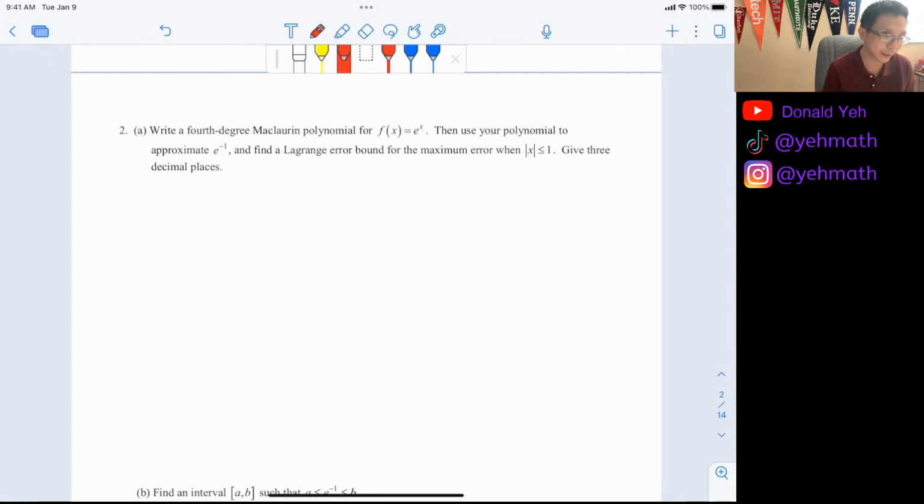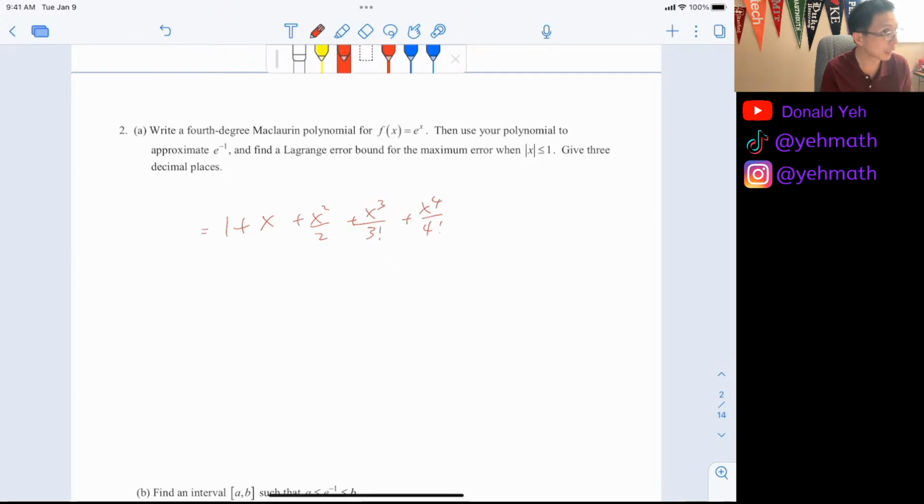So using the remainder theorem, we're gonna write it down. We have to figure out what the 4th degree polynomial is. Do you guys know the 4th degree polynomial? Let me list it first. It's 1 plus x plus x squared over 2 plus x cubed over 3 factorial, and then x to the 4th over 4 factorial.